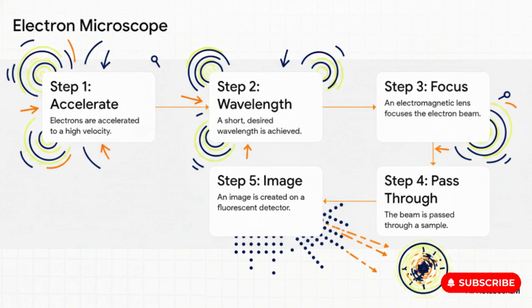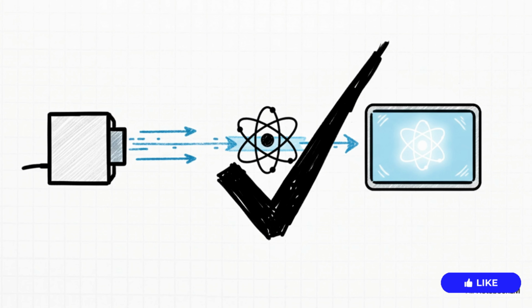It's brilliant. We take a bunch of electrons, speed them up like crazy until their wavelength is super short, and then we use magnets to focus them into a beam. We shoot that beam at our sample, and the way the electrons scatter or pass through creates a kind of shadow, an image on a detector. So there you have it. By leaning into the weirdness of quantum mechanics, this idea that a particle can be a wave, we can do what light could never do. We can actually take a picture of an atom. And with that, puzzle number 1 is solved.